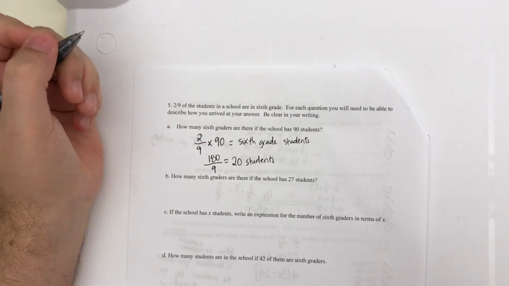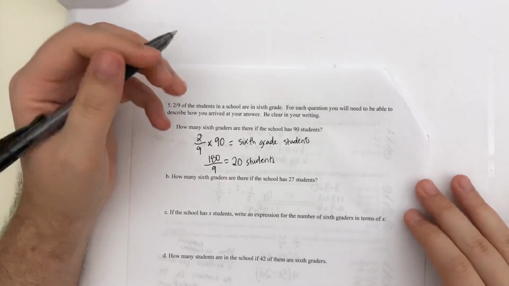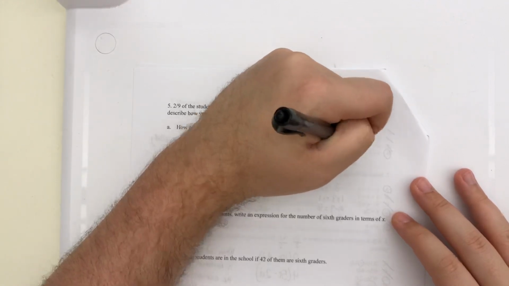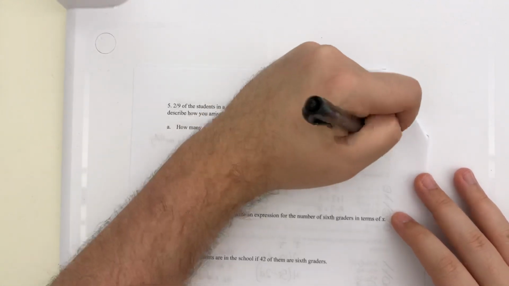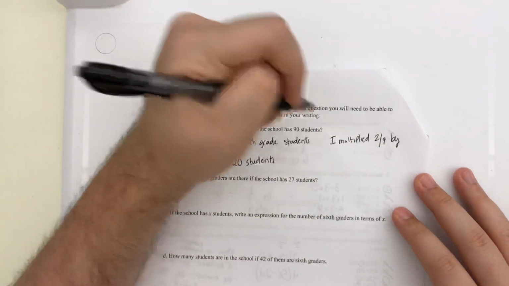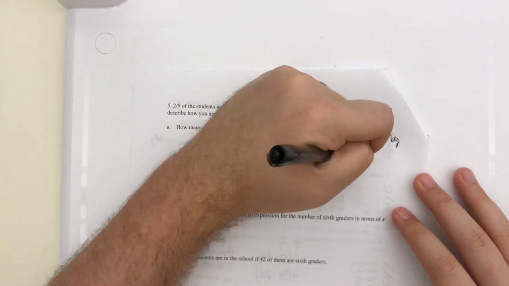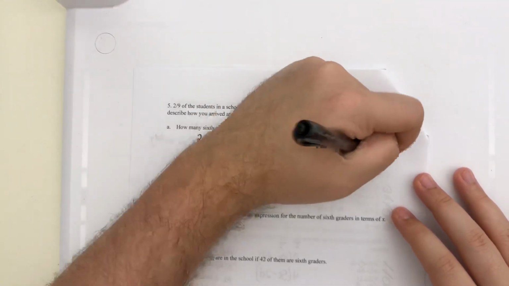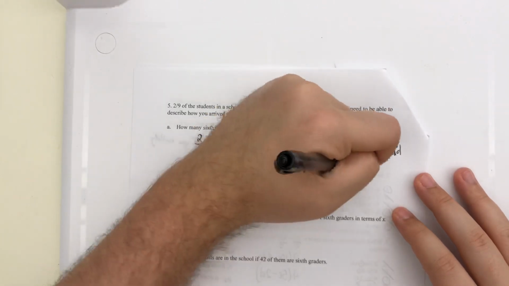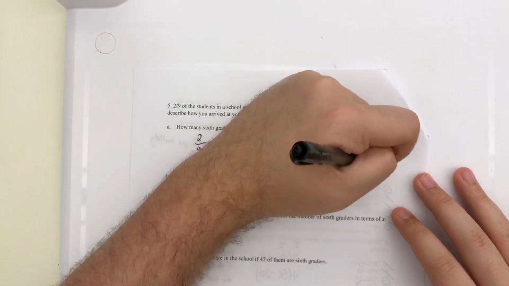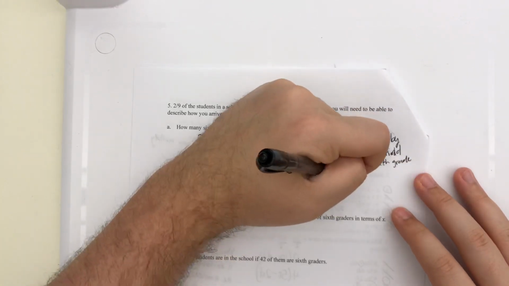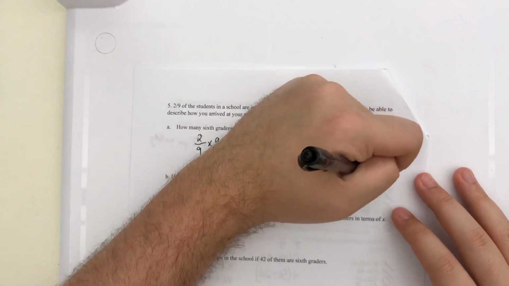Okay, and then it says for each question you'll need to be able to describe how you arrived at your answer. I multiplied 2/9 by 90 students to find how many 6th grade students are in the school.